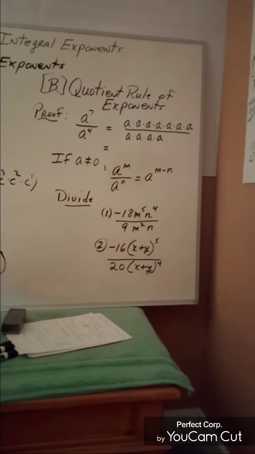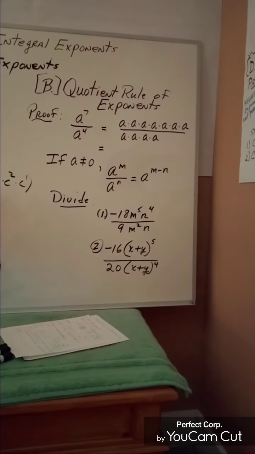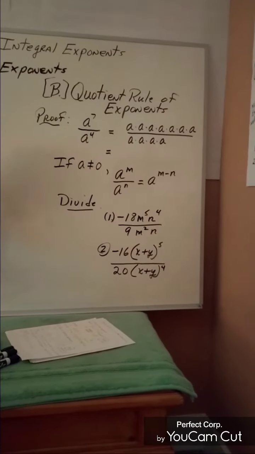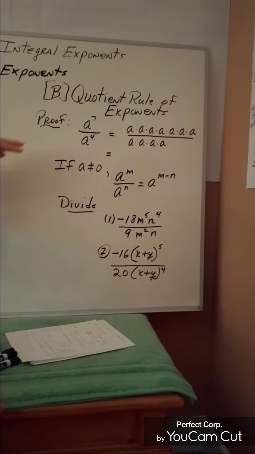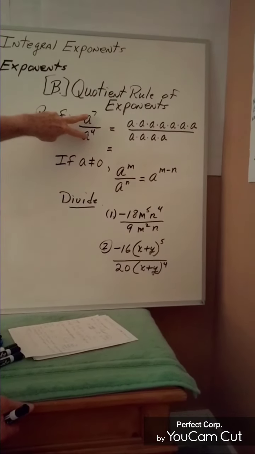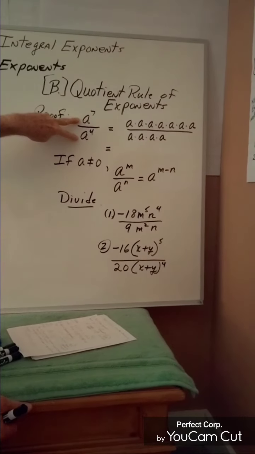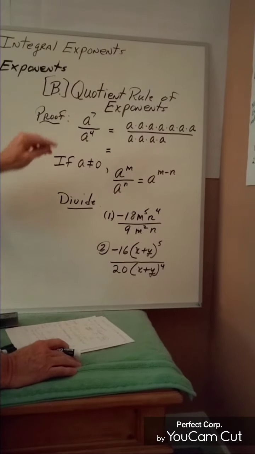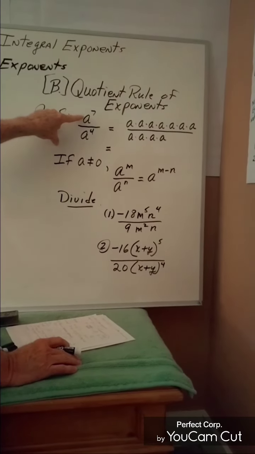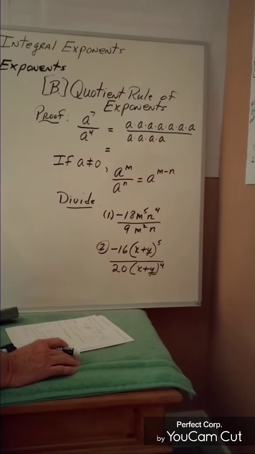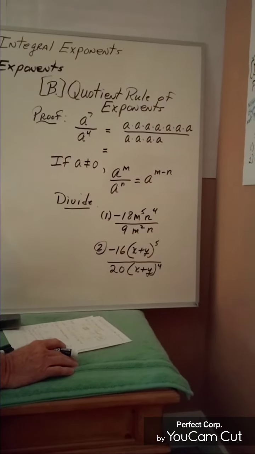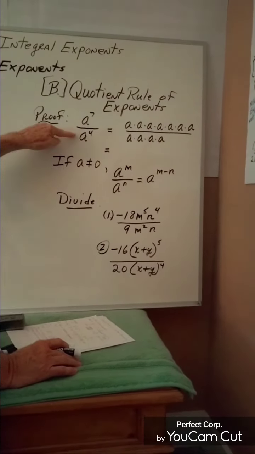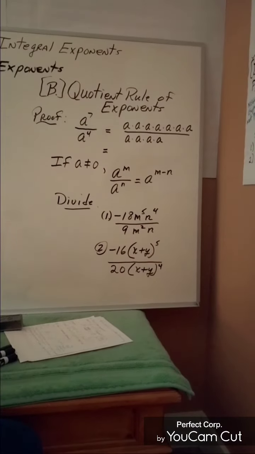Let's go to B, and let's go to the quotient rule. The quotient rule of exponents obviously has to do with division. What happens if we are dividing with 2 powers that happen to have the same base? Well, obviously, it'll give us a straight up rule. But let's prove it. A to the 7th would mean A times A times A times A times A times A times A, divided by A to the 4th, 4 factors of A.